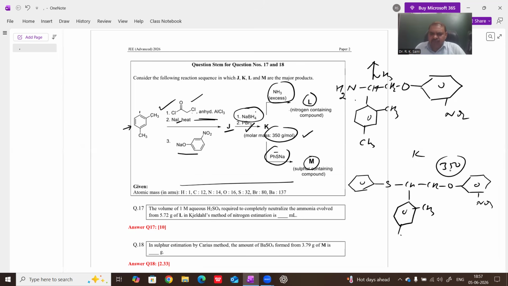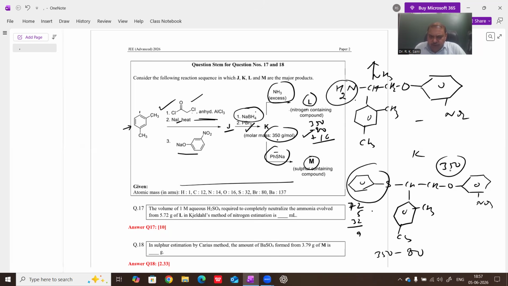Check their molar masses. The molar mass of M is 350. Then the molar mass of L is 350 minus bromine 80 plus the molar mass of the NH2 group, 16. Therefore, the molar mass of this compound is this. And in the other case, the molar mass is 350 minus 80 for bromine, and we add 72 for carbon, 5 for hydrogen and 32 for sulfur. Therefore, 109. Now we consider volume with the help of the law of equivalence.